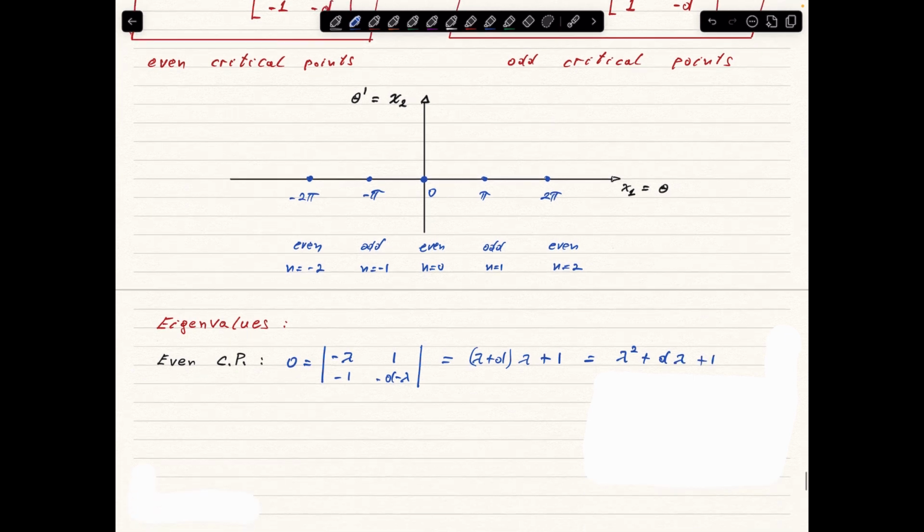And if we compute the roots, lambda plus minus, this is 1/2, and then we have minus d plus minus the square root of d squared minus 4 times 1, so 2 squared.